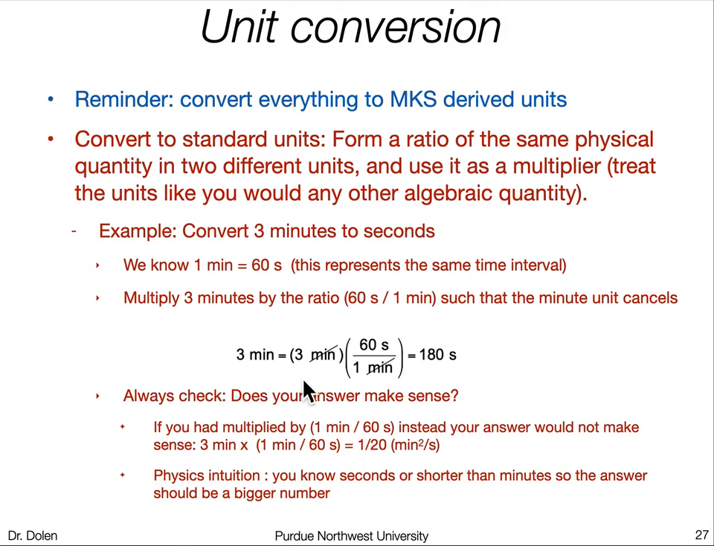And then we can check our answer at the end. Does our answer make sense? I definitely know there are more seconds than there are minutes, so for 3 minutes, I must get a bigger number at the end. 3 minutes is equivalent to 180 seconds. Another way to check your answer is if your units look wrong at the end. Say I had chosen to multiply 3 minutes by 1 minute over 60 seconds instead of 60 seconds over 1 minute. Then I would have gotten 1 over 20, and my units wouldn't have canceled.